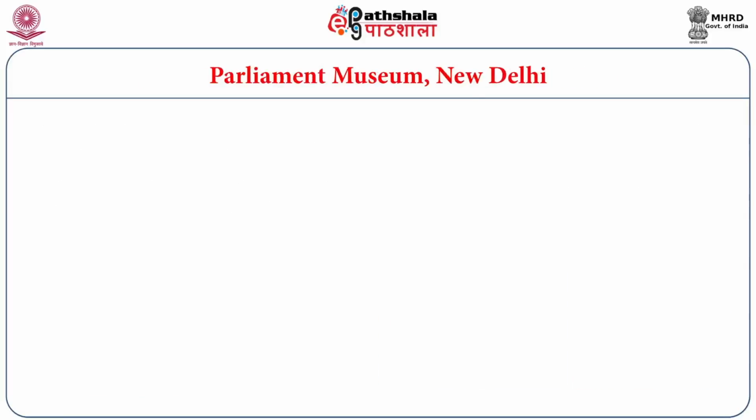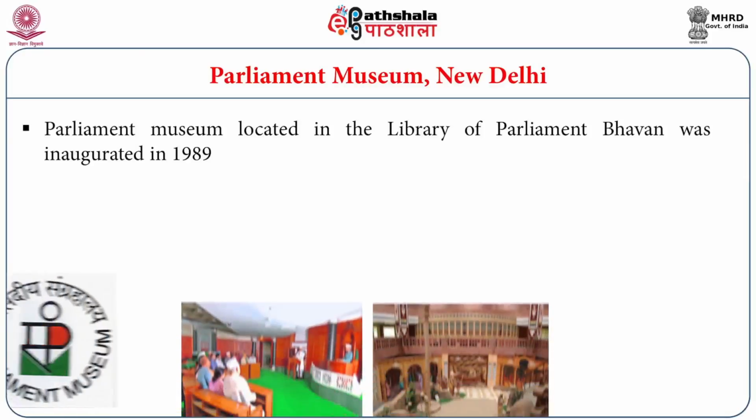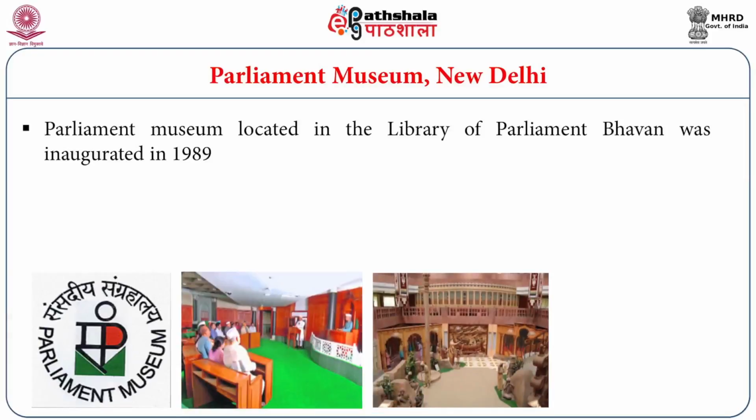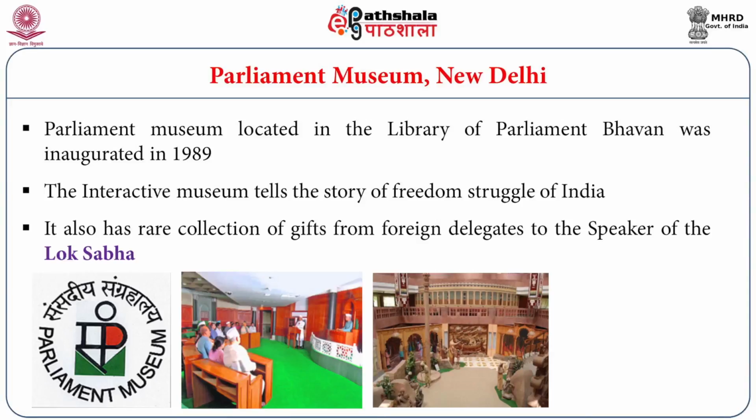The gallery leads to a hangar exhibiting small aircraft and Air Force inventory like anti-aircraft guns, vehicles, and ordnance. Another important museum, known as the Parliament Museum, located in the library of the Parliament Bhavan in Delhi, was inaugurated in 1989. The interactive museum inside one of the galleries tells the story of the freedom struggle of India. It also has a rare collection of gifts received from foreign delegates by the Speaker of the Lok Sabha.